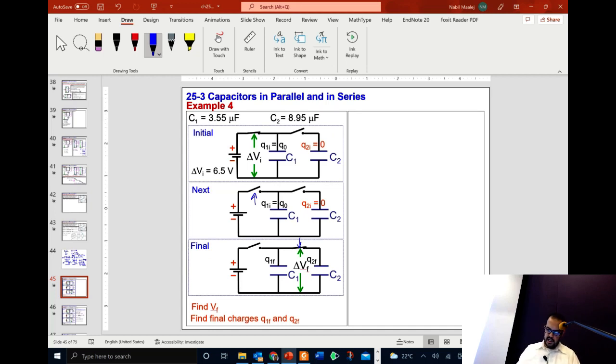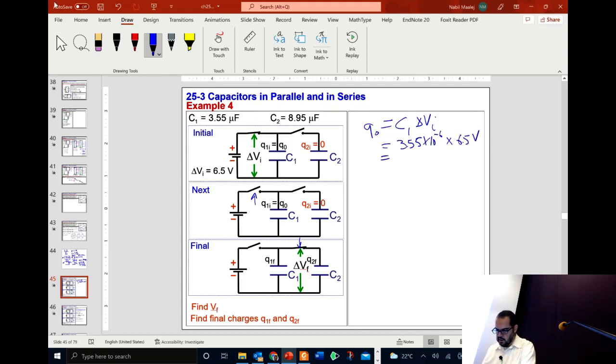So the first step in solving this problem is to find the charge that is initially accumulated on C1. So let's call it Q0. We have an equation which says it's C1 delta V initial. Delta V initial is 6.5 volts. So this is going to be 3.55 times 10 to the minus 6 farads times 6.5 volts. Let me get the numbers.